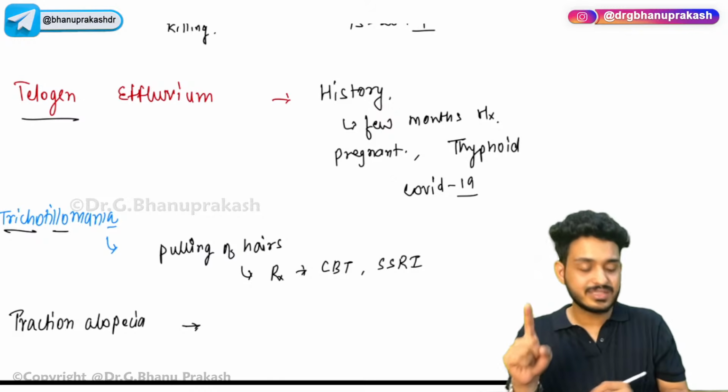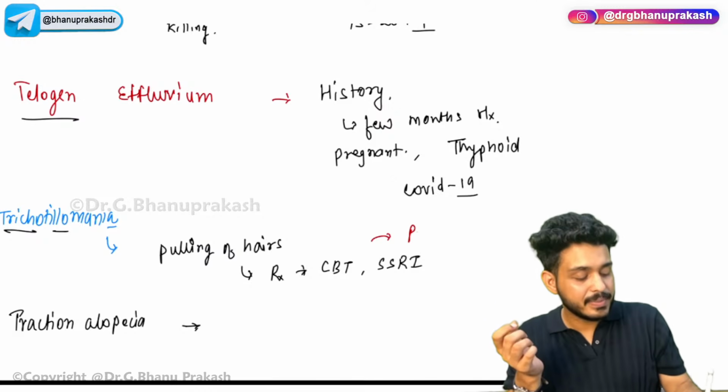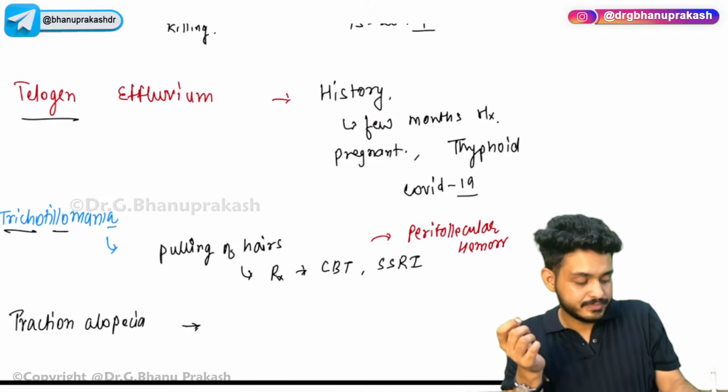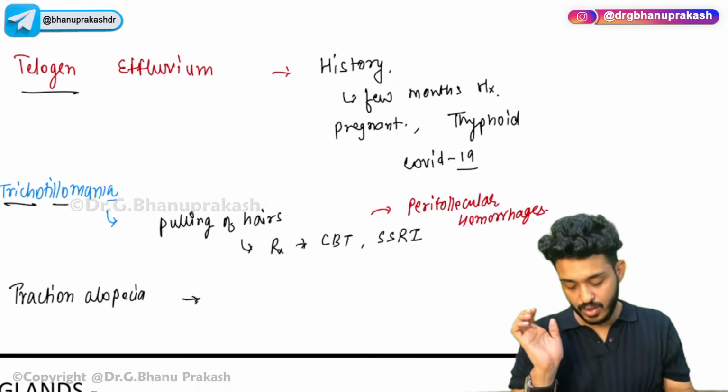What is the peculiar thing you will be finding here? Because of that constant pulling, what will happen? There will be perifollicular hemorrhages. Perifollicular hemorrhages that you can see. Okay, so these are the important points about trichotillomania, right?